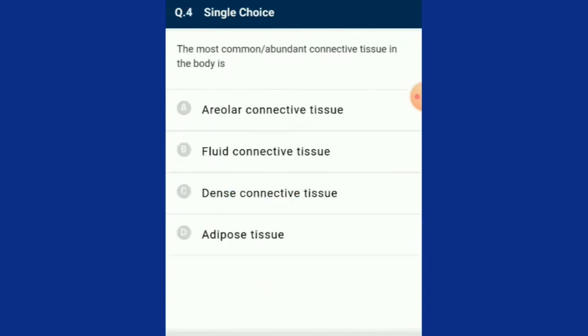Question number 4. The most common or abundant connective tissue in the body is areolar connective tissue. The areolar connective tissue is a tissue with small open spaces, called areola, and with small air pockets between the network of cells and fibers. Within this tissue, there are three main types of cells such as fibroblasts, white blood cells, and mast cells, and three types of fibers such as collagen fibers, elastin fibers, and reticular fibers, and a fluid matrix called ground substance. So the answer for this question is option A.